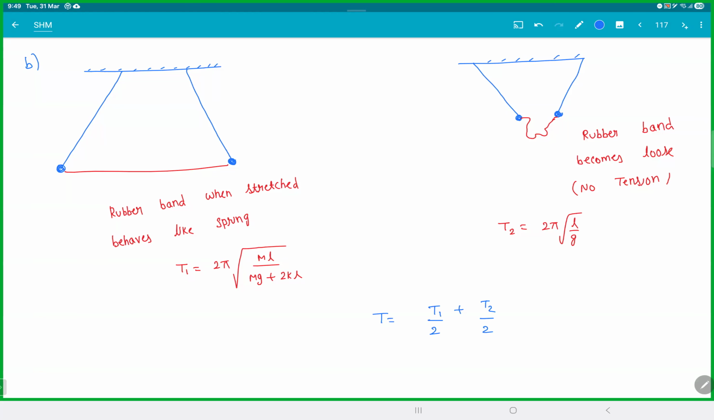So if they ask you the question with the rubber band, first you have to solve the problem with the springs. You don't have an option, and then you have to argue with this. Any doubts on this? So it will do half of each oscillation. So for half oscillation, this is the scenario. Yeah. Next one.